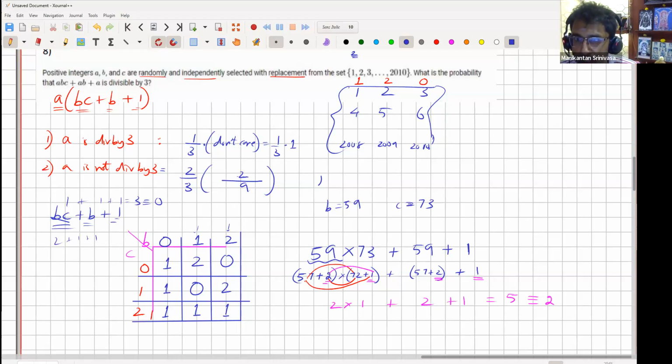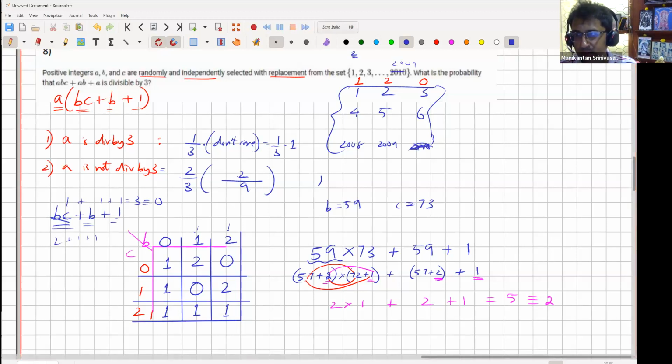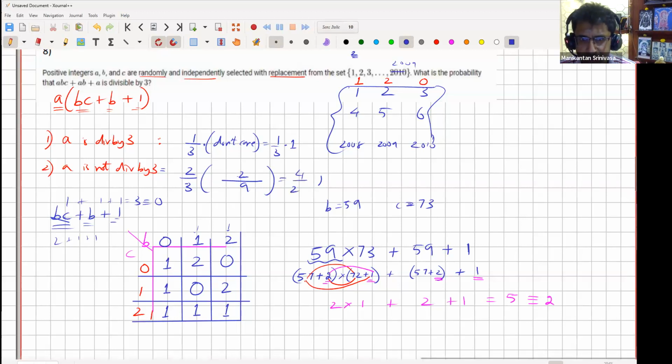Had he not given 2010, had he given 2009, then it would have been a big pain, because there's a small difference between the two, right? And then you have to deal with big numbers. But because it's symmetrically laid out, it makes the problem much easier. Does it make sense, guys? All of you? Yeah. So this is 4 over 27, right?